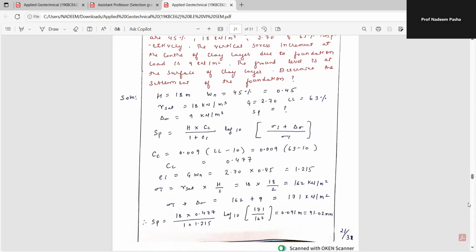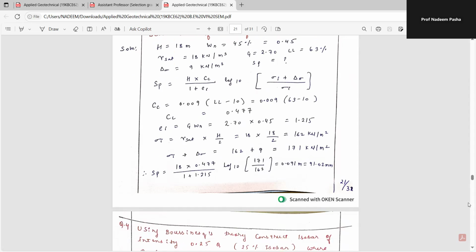Sigma I is equal to gamma submerged into H by 2, 18 into 18 by 2. It comes out to be 162 kilonewton per meter square. Next is sigma I plus delta sigma equal to 162 plus 9. It comes out to be 171 kilonewton per meter square. Therefore, SP equal to 18 into 0.477 divided by 1 plus 1.215, log to the base 10 of 171 by 162. So it comes out to be 0.091 meter or 91.02 millimeter.